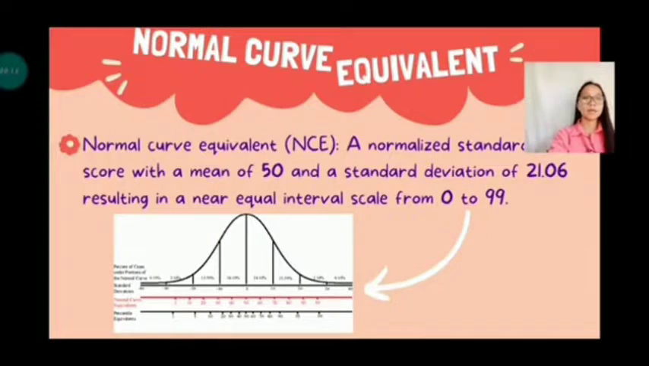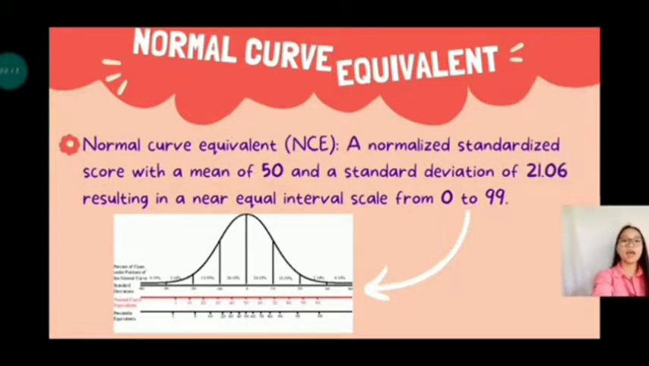Today I will be explaining what a normal curve equivalent is and what a development score is. But first, let me explain what a normal curve equivalent is. A normal curve equivalent, or the NCE, is a normalized standardized score with a mean of 50 and a standard deviation of 21.06, resulting in a near equal interval scale from 0 to 99.